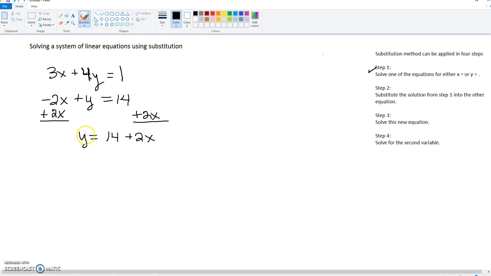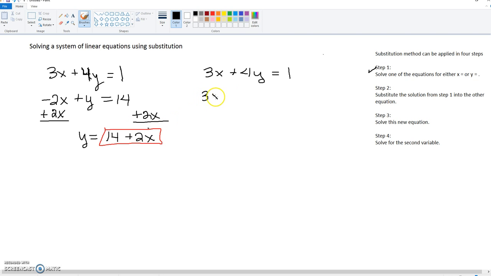So now that we've got it to where y equals something, we're going to take this something and put a red box around it. This is our something. This is what y equals. So think of it as a nickname for y. Now we're going to look at our first equation, and I'm going to write it over here. So we've got 3x plus 4y equals 1. Now, I found what y equals, so I'm going to replace the y in that first equation with its nickname, or what we found was equal to it.